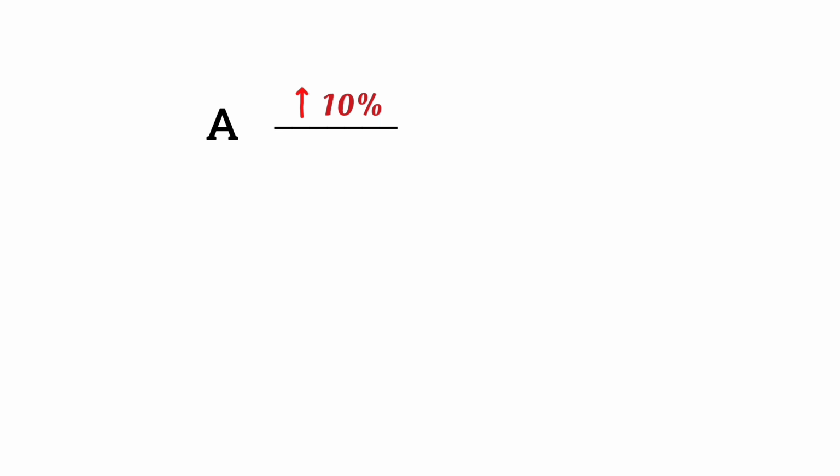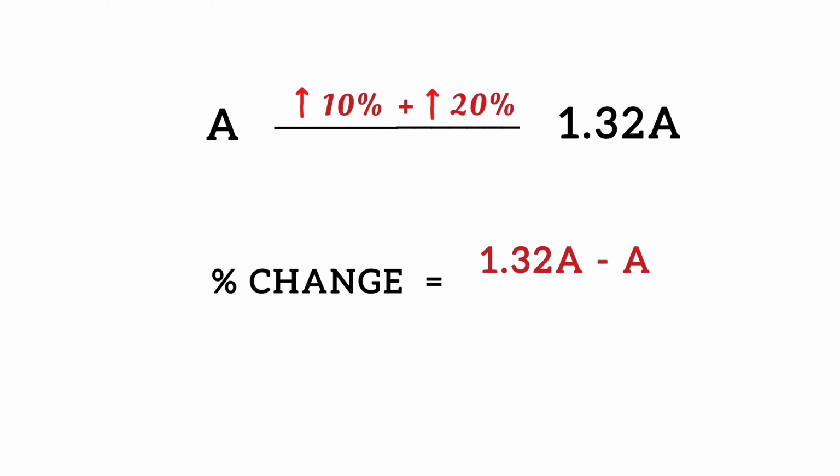If A increases by 10% and then by 20%, when increased by 10%, the multiplying factor is 1.1. When increased by 20%, the multiplying factor is 1.2. When we combine this one after the other, instead of adding, we multiply the factors. So 1.1 into 1.2, 1.32A. Overall change, 1.32A minus A divided by A into 100, giving an increase of 32%.